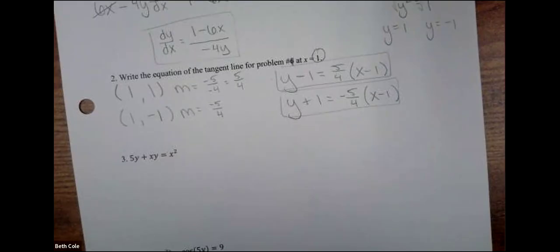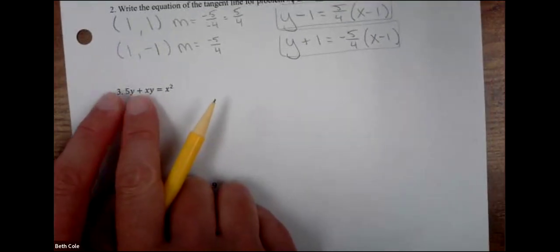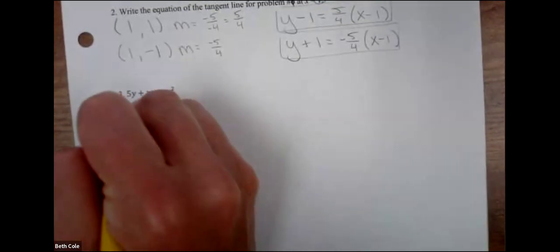Negative signs are the most commonly missed thing in any math class, up through as far advanced as you want to get. Negative signs are always the worst. All right. Okay, let's try another one. Derivative of 5y would be 5 dy dx. Okay, good. You guys are on top of that.